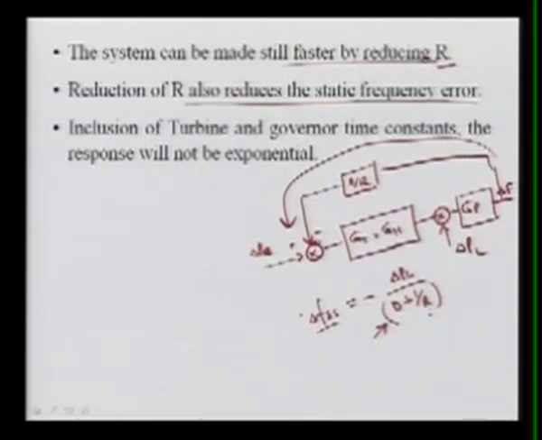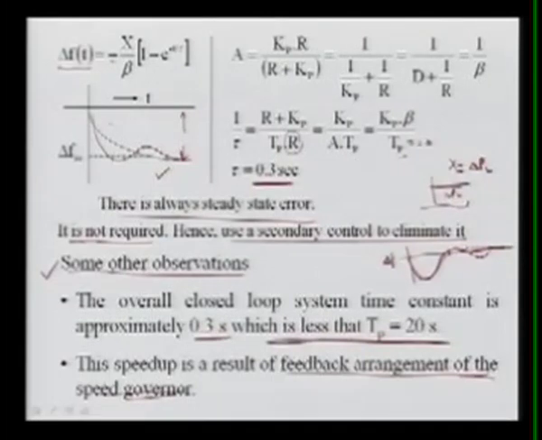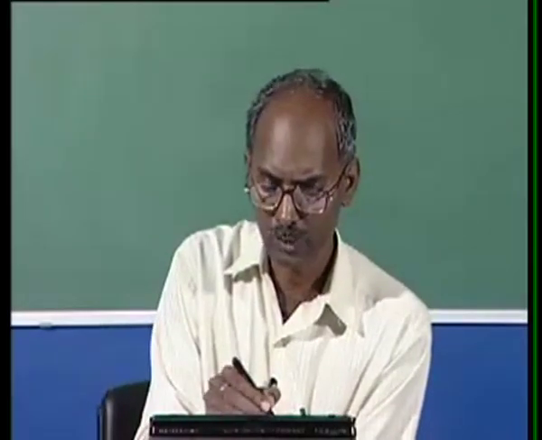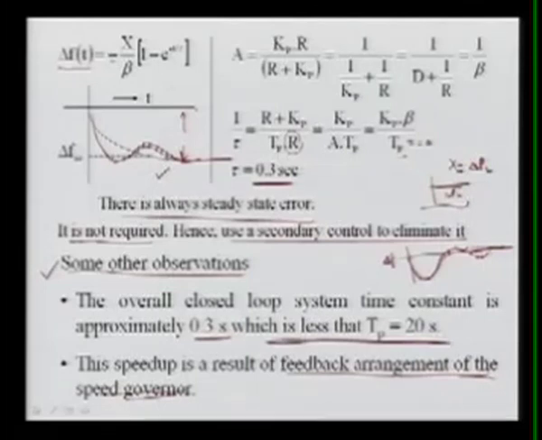Another observation: with the inclusion of turbine and governor time constants, the response will not be exponential. As I said, it will be of an oscillatory nature, it will settle in a few milliseconds, and finally you will get the steady state error here. Now with this we have to design the control law or control strategy, and we will see that here.